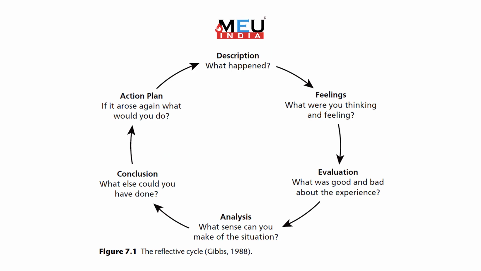Figure 7.1: the reflective cycle. Description: what happened. Feelings: what were you thinking and feeling. Evaluation: what was good and bad about the experience. Analysis: what sense can you make of the situation. Conclusion: what else could you have done. Action plan: if it arose again, what would you do. Feelings: what were you thinking and feeling.